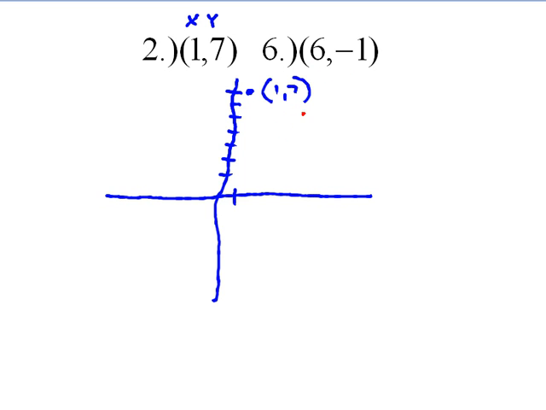Okay, let's try this one. Our first number is 6. 1, 2, 3, 4, 5, 6. And this is y, negative 1. So we go down. And that's this coordinate. Alright, you should be pretty familiar with this.